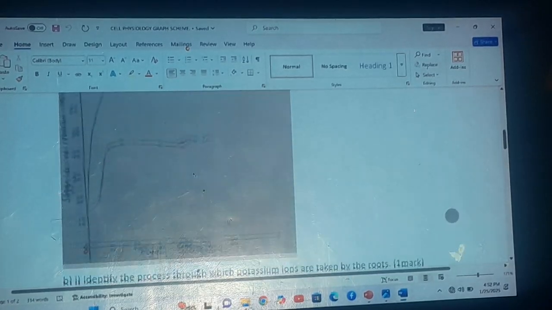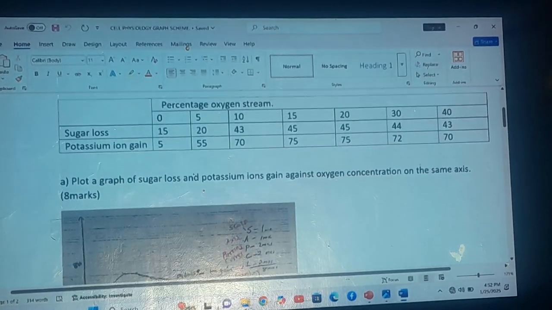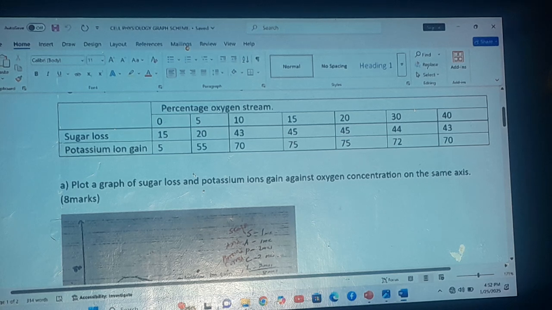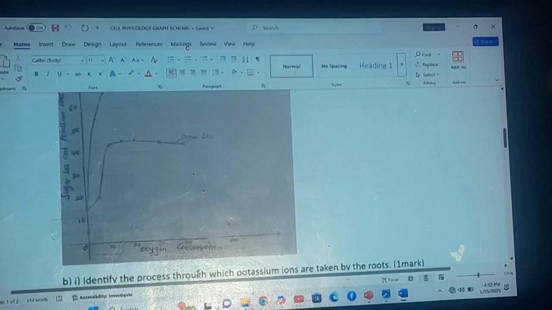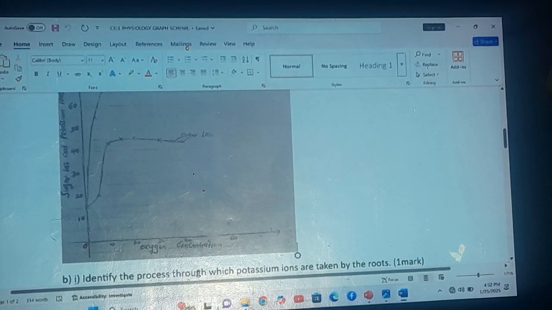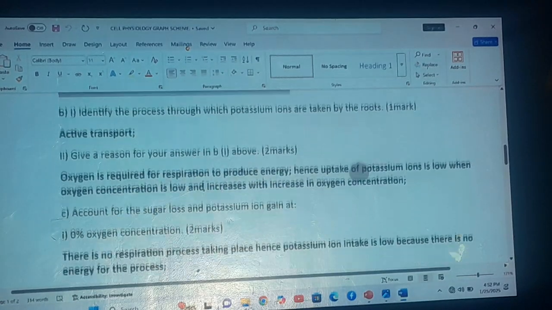At 0% concentration, you can check even from your values. There was 0 sugar loss, we are losing 15, then potassium gain is at 5, it's still low. And you can check from this point, the initial part of your graph, it's at the start, it's still very low as compared to this other rise. What's the main reason for that?